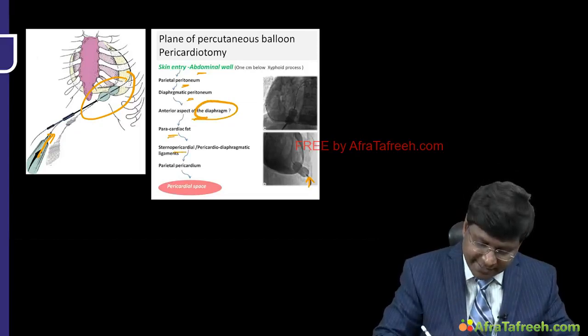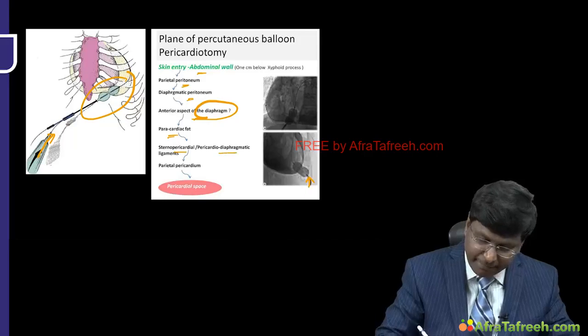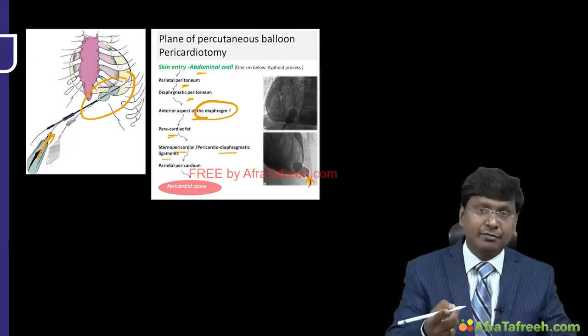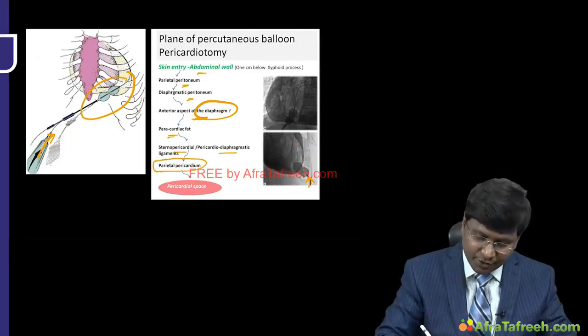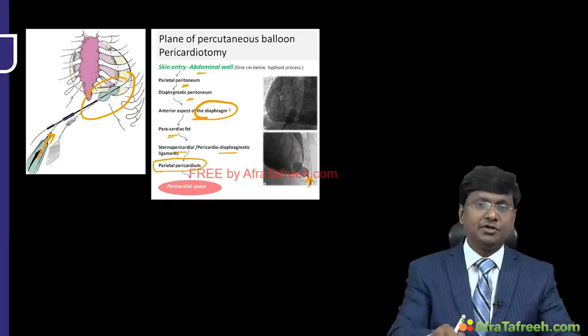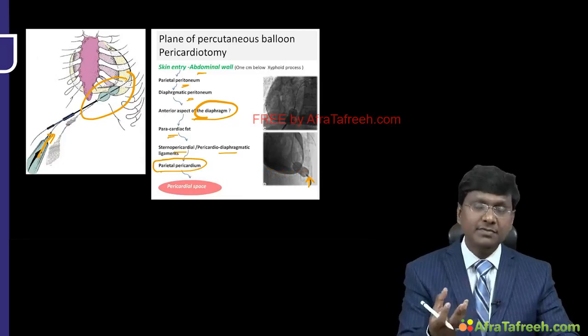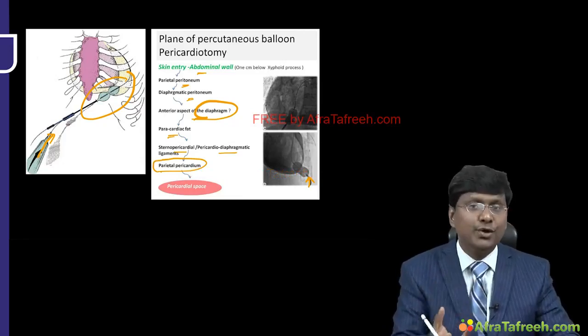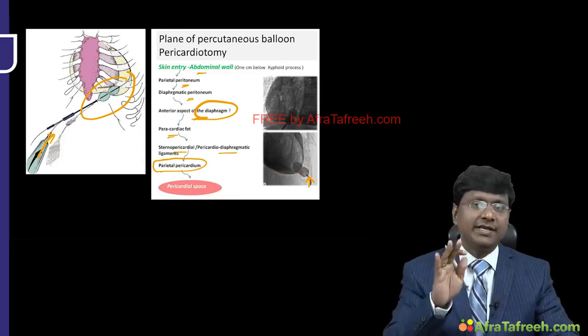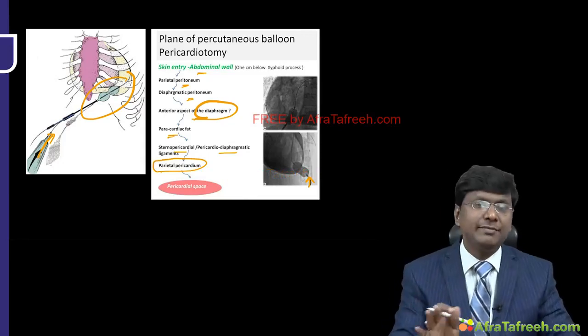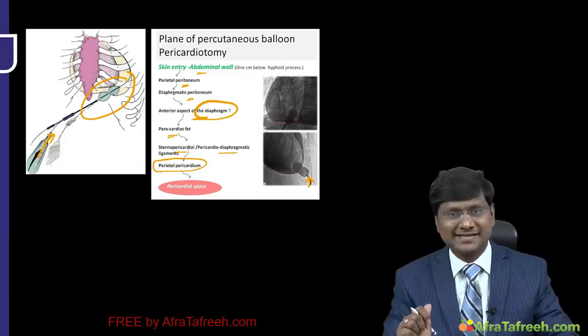Then the sternopericardial and pericardiodiaphragmatic ligaments have to be punctured. Then finally you puncture the parietal pericardium and enter into the pericardial space, and then you inflate the balloon. So thereby you get a pericardial window. Very much useful in case of malignant effusion, mainly to reduce the recurrences, right?